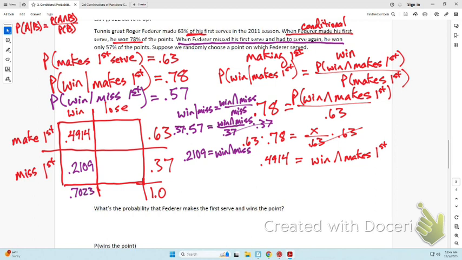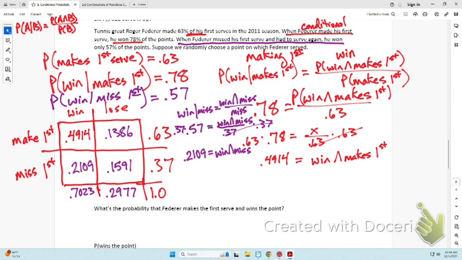When I subtract those values, 4914 from 63, I get 1386. When I subtract 2109 from 37, I get 1591. And those two add up to, my table was the other way, 2977. All right, then the questions below this are very easy after that.